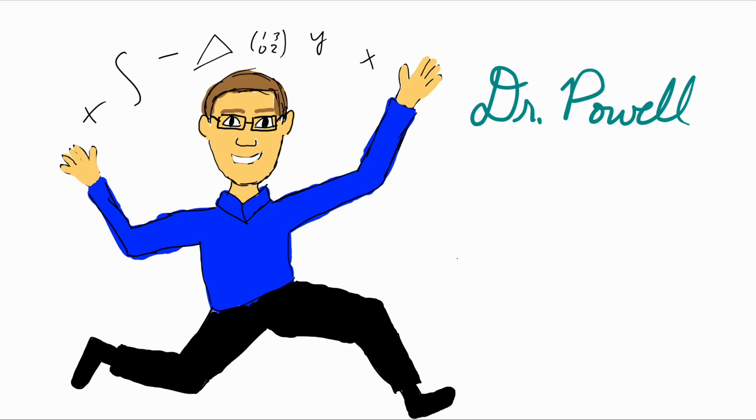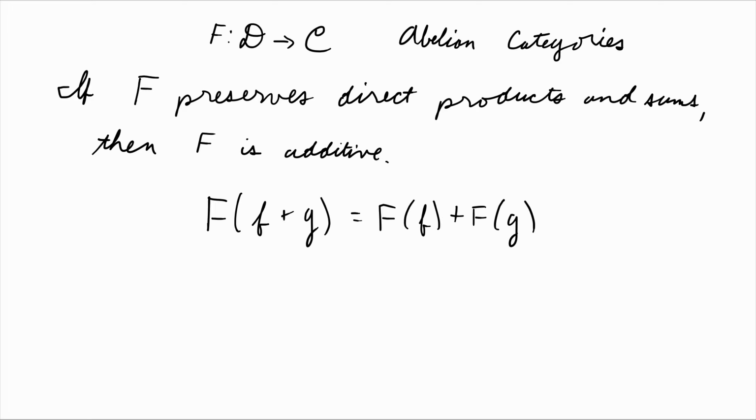Let's take a look at why, if we have a functor between two abelian categories that preserves direct products and sums, then F is additive. That means it's a homomorphism between Hom sets. The addition of two functions before we apply the functor translates to the addition of the images of those two functions via the functor.